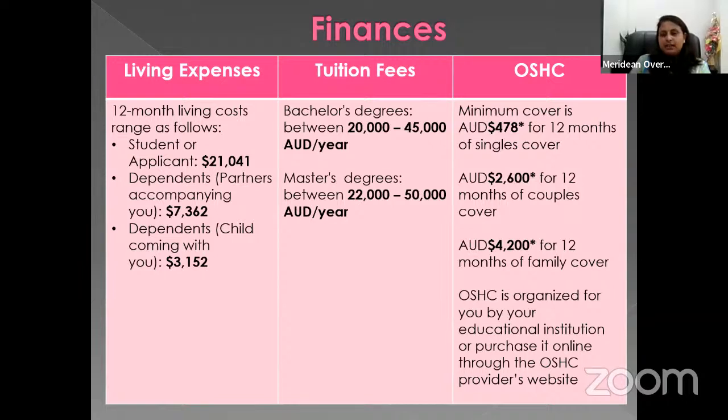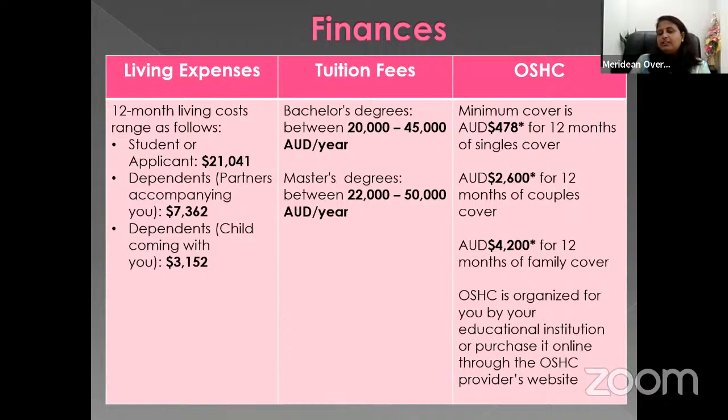If any partners accompany you, then it would be 7,362 additional. If you have any dependent children with you, then it would be 3,152 AUD additional. Tuition fees for bachelor's range from 20,000 AUD per year and go up to 45,000 AUD per year. Master's degree ranges from 22,000 AUD per year and goes up to 50,000 AUD per year.